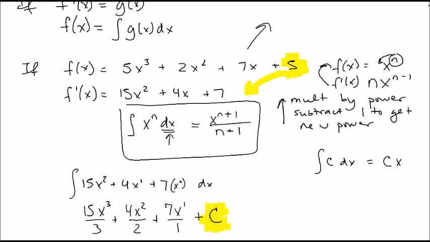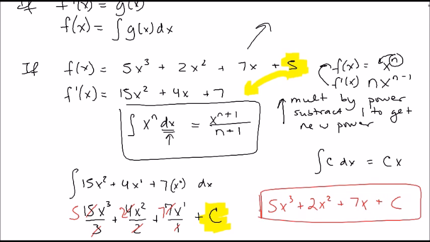And then, of course, we can go ahead and simplify a little bit here. 15 over 3 is 5. 4 over 2 is 2. 7 over 1, well, it's 7. I guess I could have just left that there. And we get 5x cubed plus 2x squared plus 7x plus c. And again, that c can be anything. There's some initial conditions. We'll cover that in a different video.